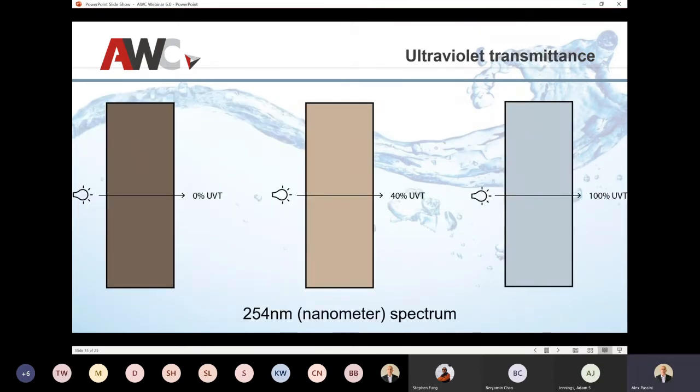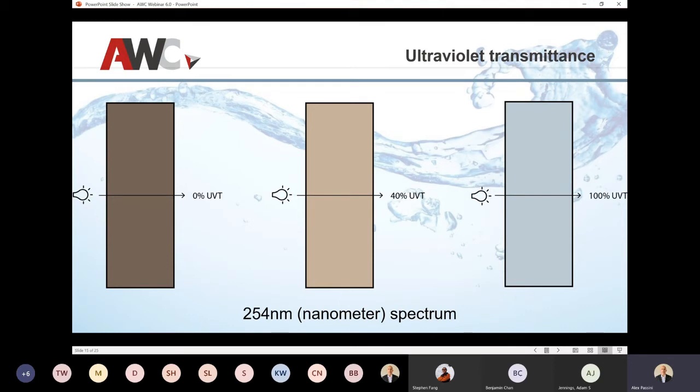So before we go into it, we're going to cover UVT, which we're going to be going over a lot. So UVT basically stands for ultraviolet transmittance. So here's a clear example of what works through water in ultraviolet transmittance. Ultraviolet transmittance is basically how much UV light is going through a column of water.